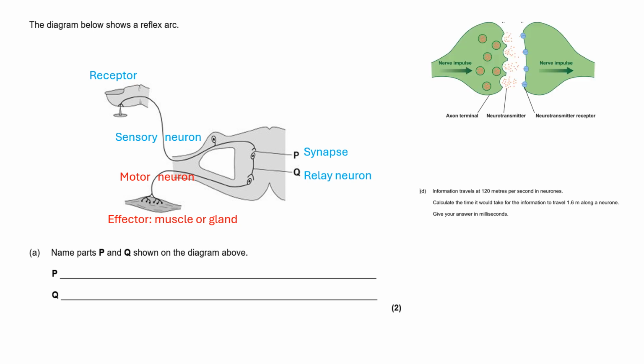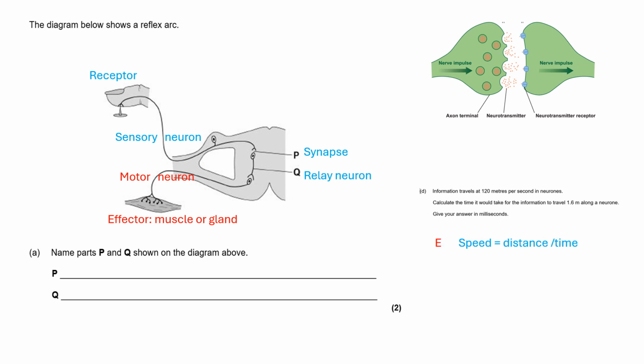You should also be able to describe and explain a synapse. A synapse is a gap between two neurons. The electrical message is transmitted across the gap by chemical neurotransmitters, which in turn continue to trigger an electrical impulse in the next neuron.